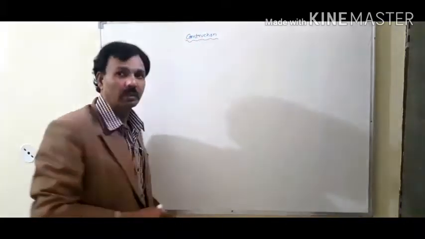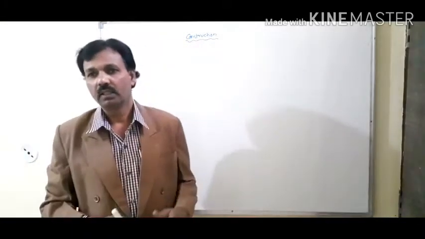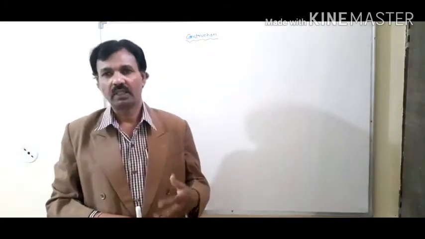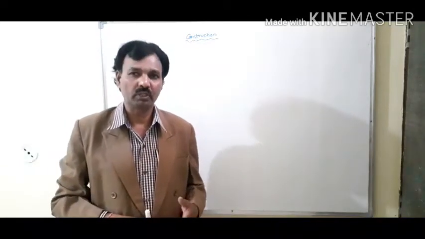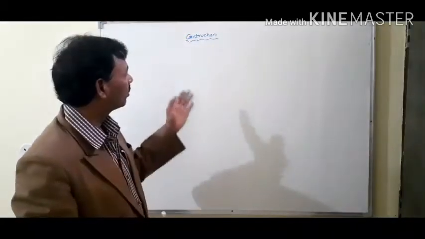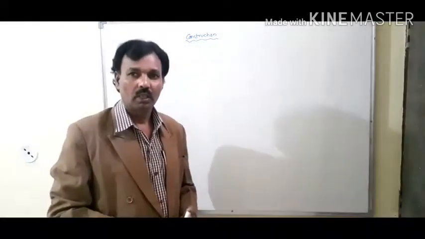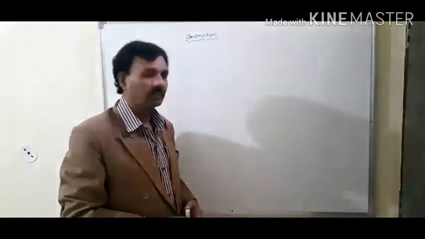In this topic we will discuss some constructions: a similar triangle, division of lines, and drawing tangents from any point to any circle. There are many topics, and this topic is already related to class 10th maths NCERT. This is a very simple chapter.